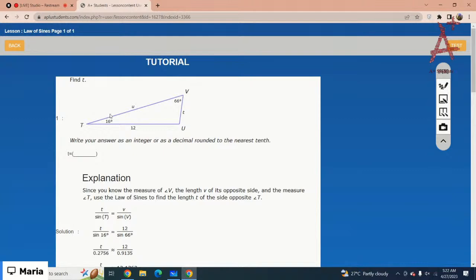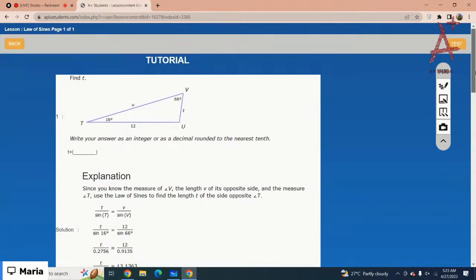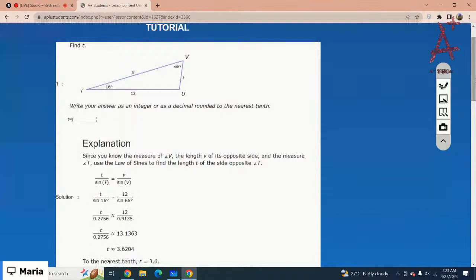Here you have 16 degrees, 66 degrees. You need to calculate the value of t and u and the third angle. Got it? So you can use the law of sine in this case. Whenever you are given the two angles and a side, you can use the law of sine. Got it?